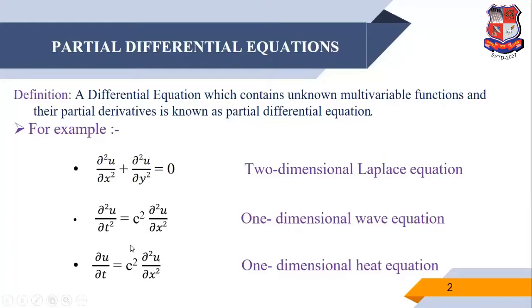And the another one, del u by del t is equal to c square del square u by del x square, which is called a 1-dimensional heat equation, where x and t are independent variables.